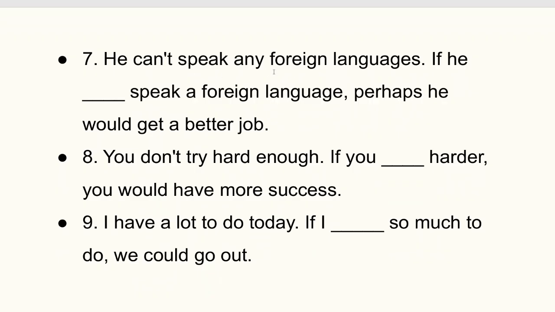He can't speak any foreign languages. If he could speak a foreign language, perhaps he would get a better job. You don't try hard enough. If you tried harder, you would have more success. I have a lot to do today. If I didn't have so much to do, we could go out.